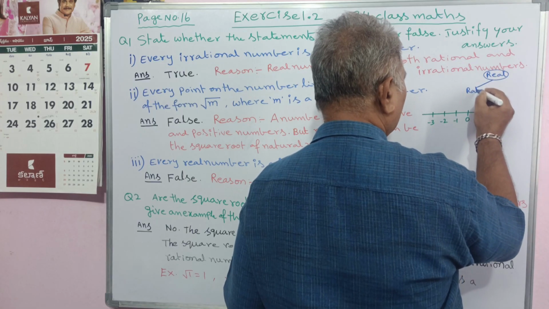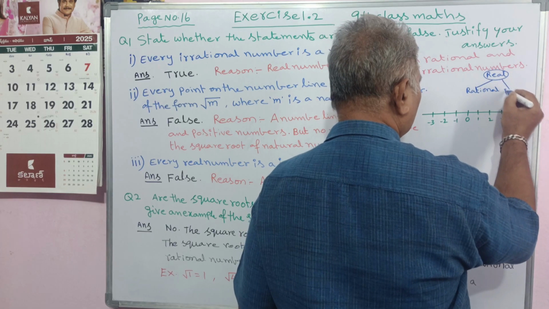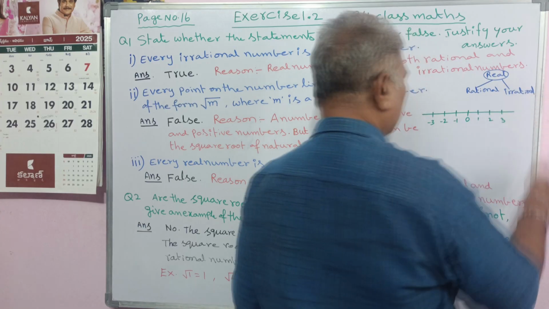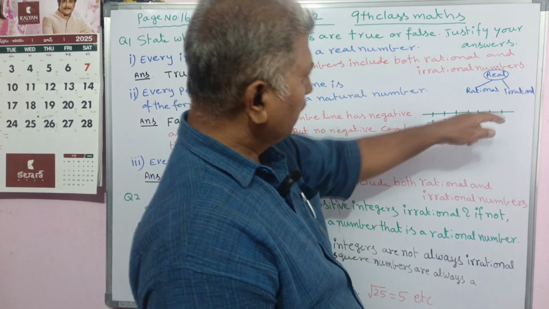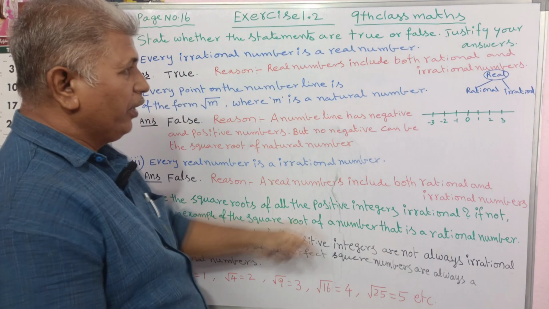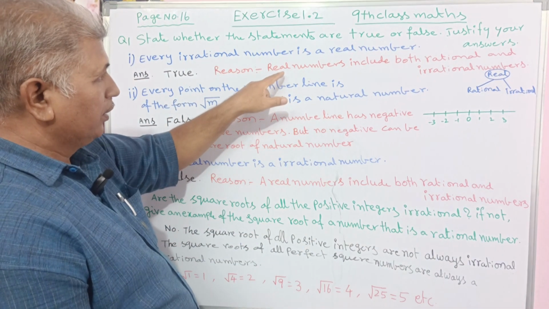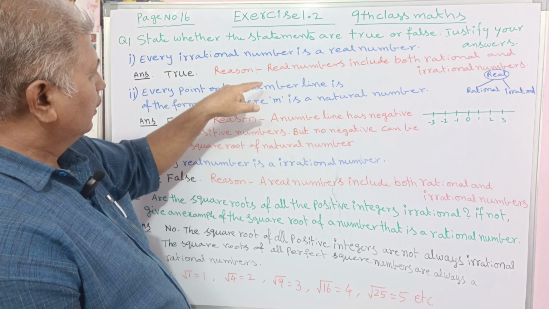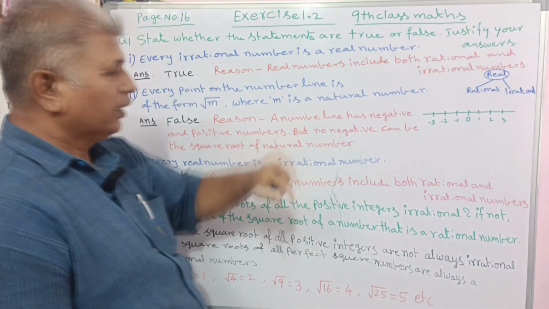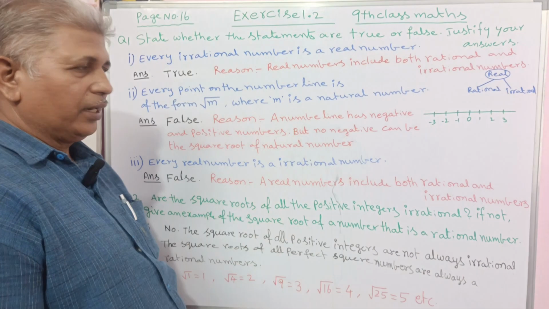Rational, and these are irrational. So this irrational number is also a real number. Every irrational number is a real number. So this is the statement.